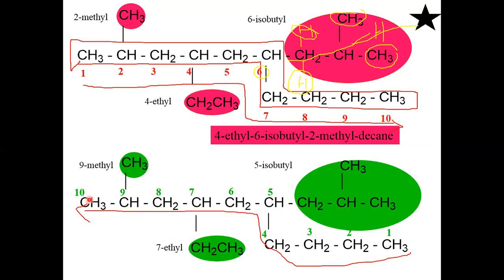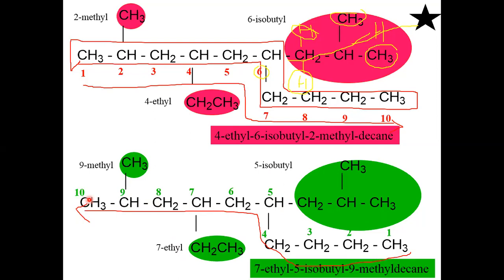So carbon yang ke-10. Namakan dia sama juga ikut alphabetical order. E, I, M. So ni betulnya tak ada dash. Yang ni salah tadi, there's a dash here. It's not supposed to have a dash here. Okay. So 7 ethyl sebab E first, 5 isobutyl, I, 9 methyl, decane is the parent chain. Okay. So you have two choices now. Which one is the correct naming for this compound?